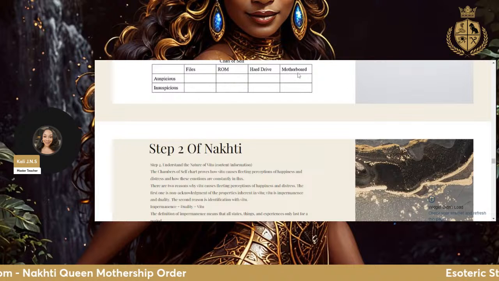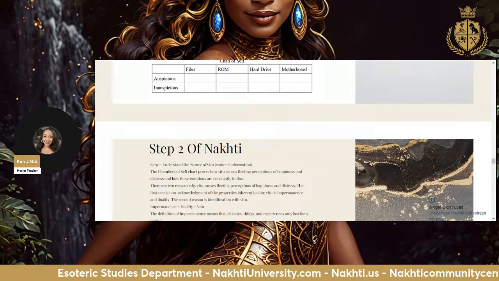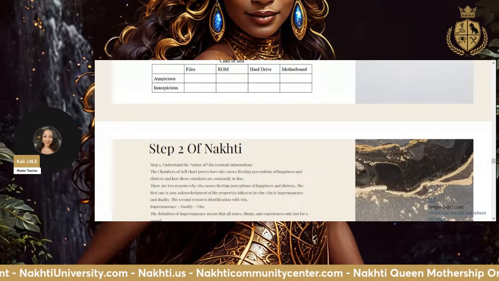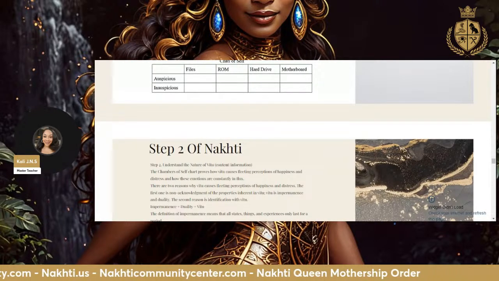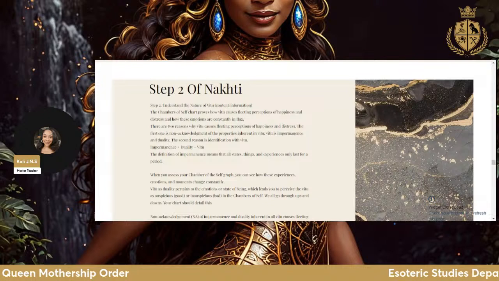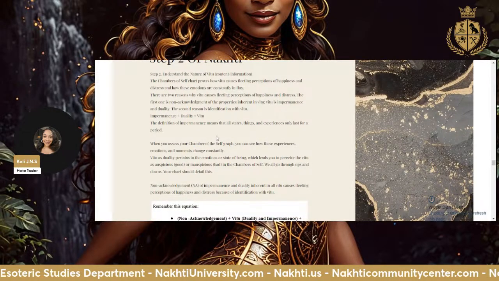You're looking at your state of consciousness. You're seeing which levels are affected: the files, the conscious, the subconscious, the emotional body, the spiritual body. And you're seeing for yourself that content outside of yourself, the experiences outside of yourself, are causing fleeting perceptions of happiness and distress, and that the emotions are constantly in flux. That is what causes fleeting perceptions of happiness and distress: the non-acknowledgement that V2, remember V2 is content information, is impermanence and duality. And the second reason is identifying with it.